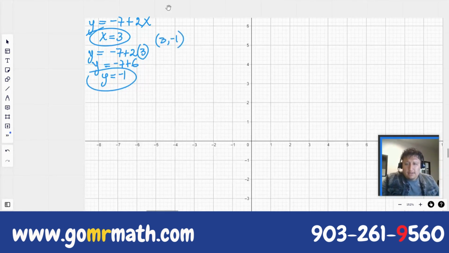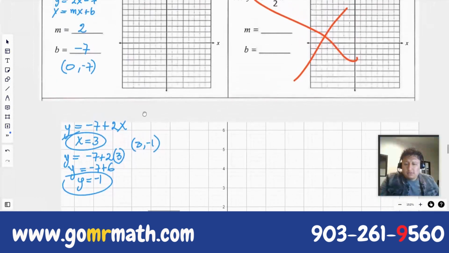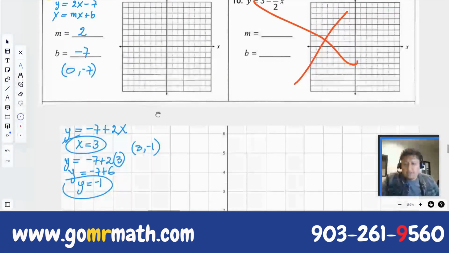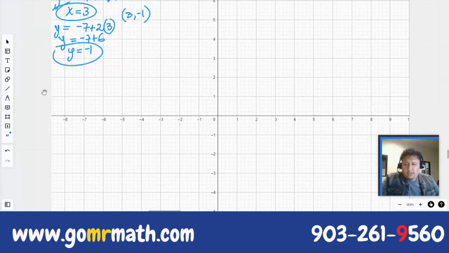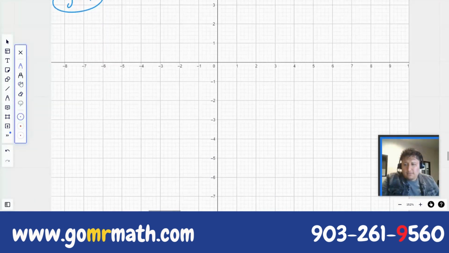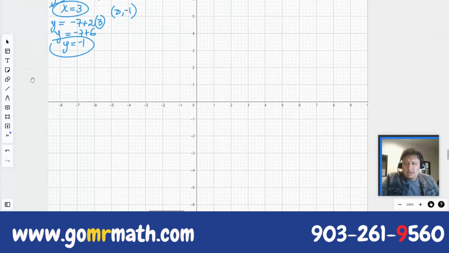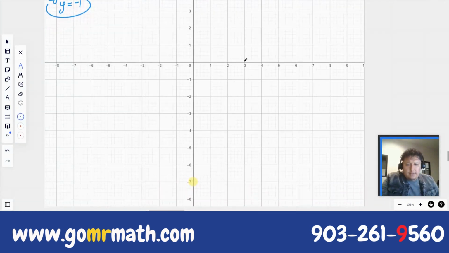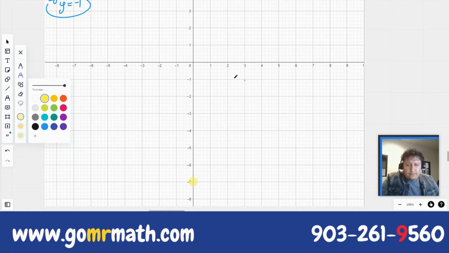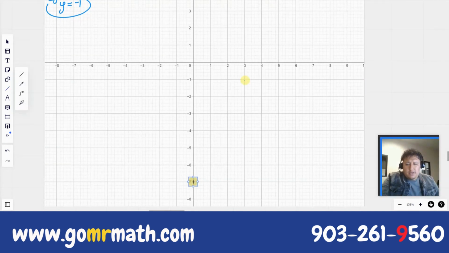Let's find this on our graph. 0, -7 is the first point. Let's find this out here. 0, -7 will be around here. And the other point is saying 3, -1. When x is 3, y is -1. Right there. Okay, now let's make our line.